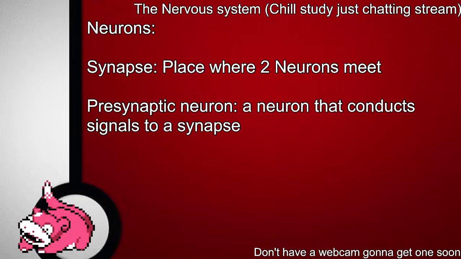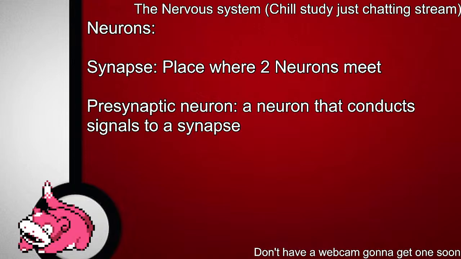Time for some notes. So I'll switch back to purple for this one. The axon terminal of the presynaptic neuron. That's the space. Synaptic cleft is the gap between the axon terminal and the other cell or neurotransmitter. Synapse is the place where two neurons meet up and exchange their information. Presynaptic neuron: a neuron that conducts signals to the synapse.